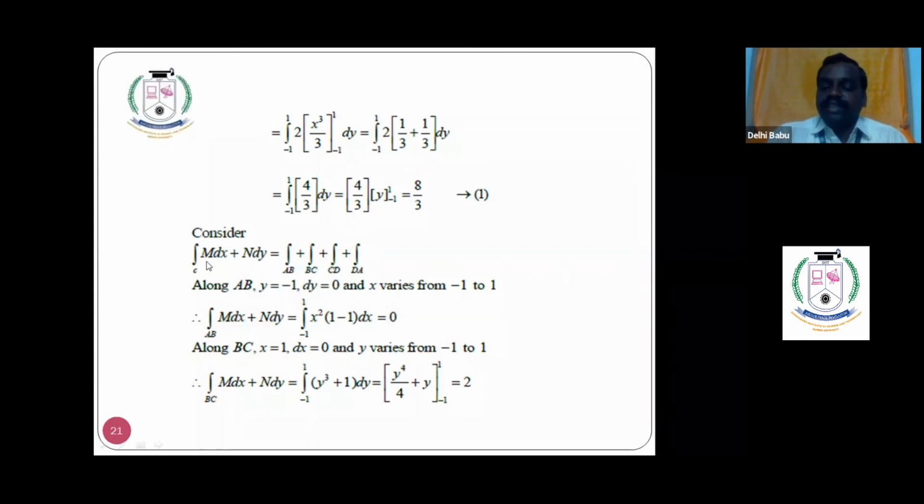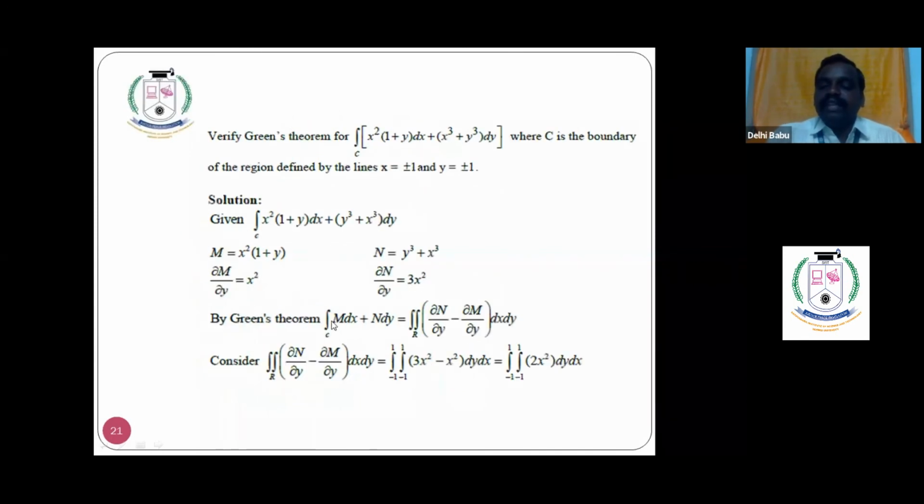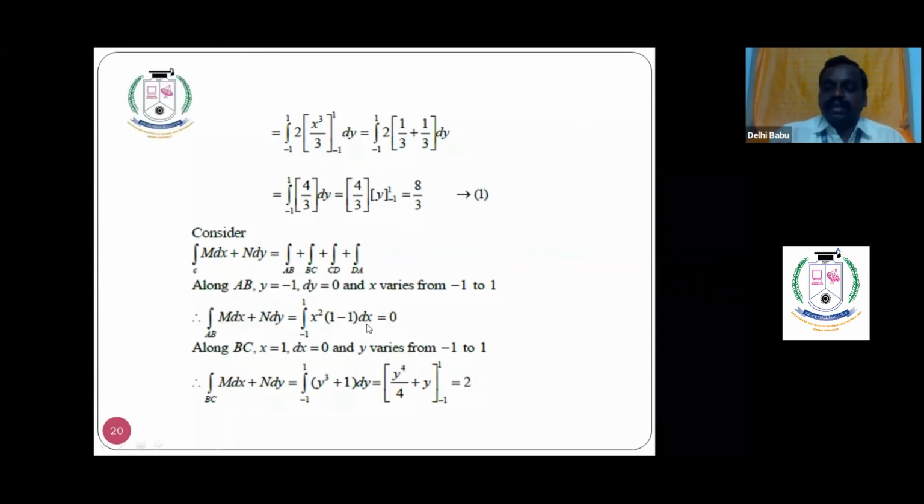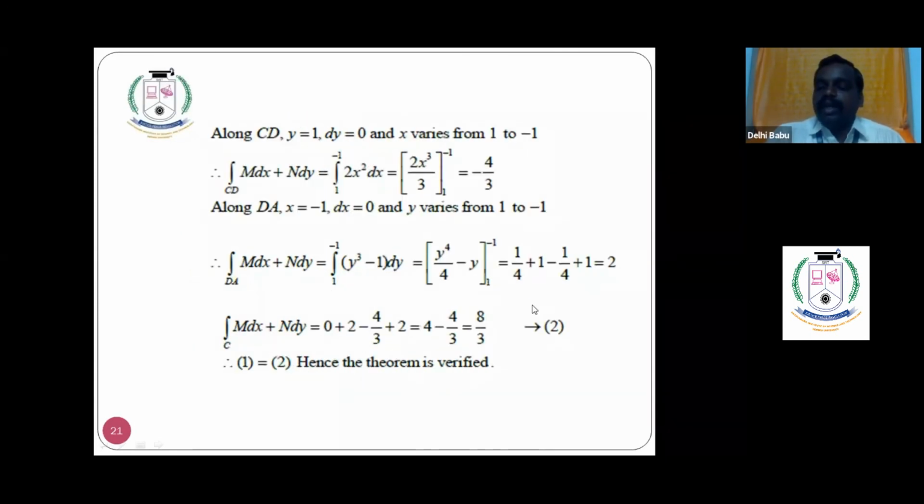And come to the left hand side. The left hand side is the integral over the closed curve of m dx plus n dy. So m dx plus n dy, it forms a square. So the square is AB, BC, CD, DA. This is a closed region. AB, BC, CD, DA, so this direction. In AB, that means along y equal to minus 1, that means the bottom one. Top is y equal to 1. Here x equal to minus 1. And this one x equal to 1.